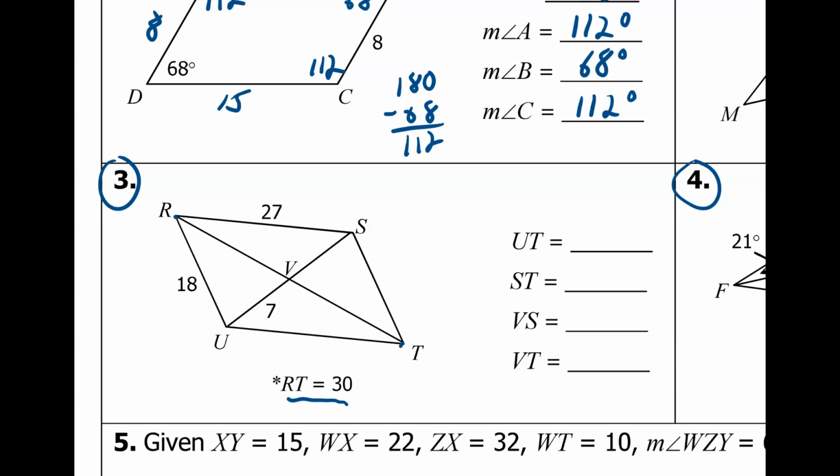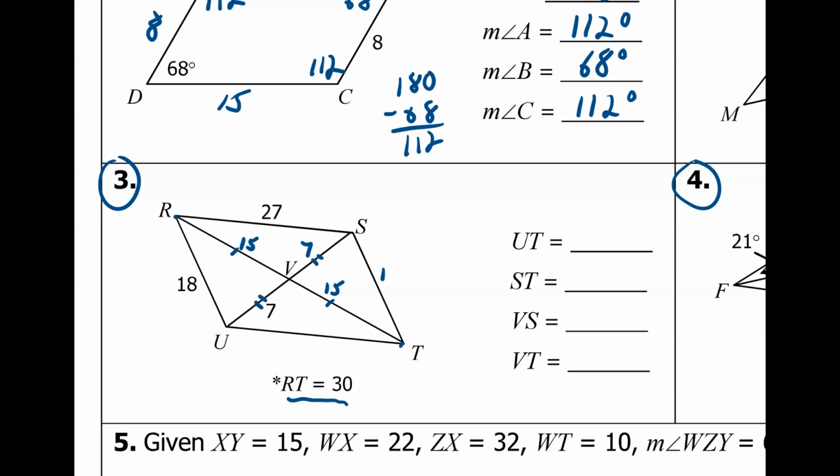So that tells me the whole distance from R to T is 30. And remember that diagonals bisect each other, which means these two pieces have to be the same. So they're equal parts of 30. They're each going to be 15. All right, what else do we know? Well, the same thing is true here. These two have to be equal as well. So we're given one of them is 7. The other one has to be 7 too.